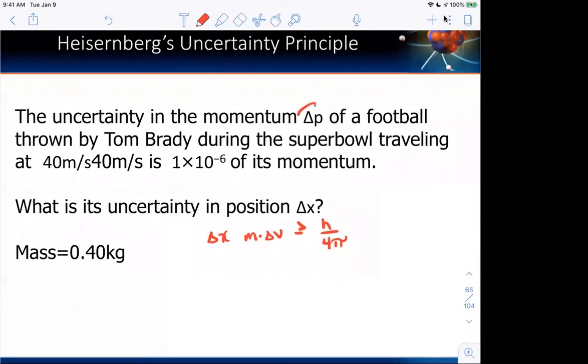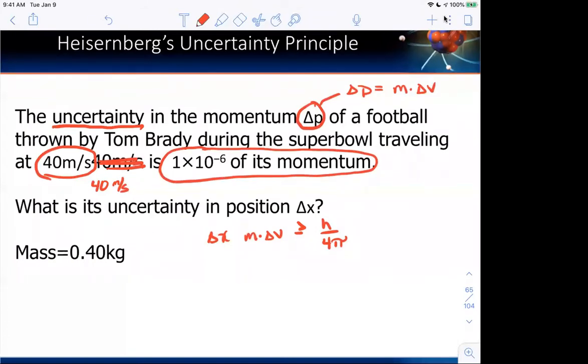So notice I have this delta P. Remember, my delta P equals mass times delta V. The uncertainty in the momentum of a football thrown by Tom Brady during a Super Bowl. So this is the velocity. There's just one of these. I have 40 meters per second as my velocity, right? The uncertainty is 1 times 10 to the minus 6 of the momentum. The mass is 0.40 kilograms. What is the uncertainty in position? So this is what I want to solve for.